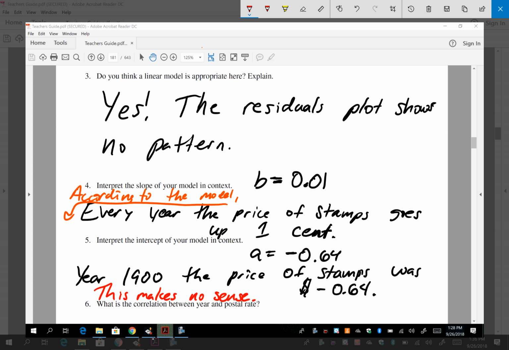I will not take off points if you don't write that it makes no sense. But it is okay to write the y-intercept makes no sense in this problem. That's fine. I wrote that when I took the AP exam in 2003. I would have written down in the year 1900, you go to buy a stamp and they pay you money and they give you the stamp. That makes no sense for this problem.